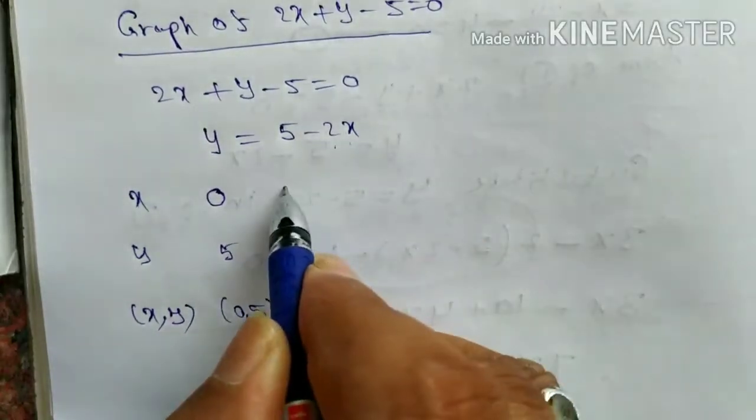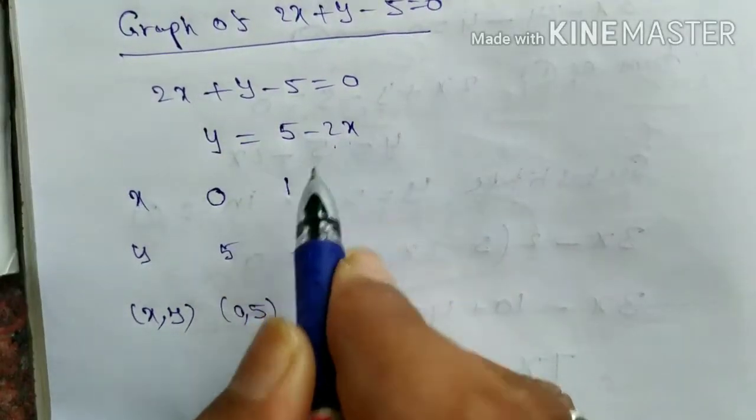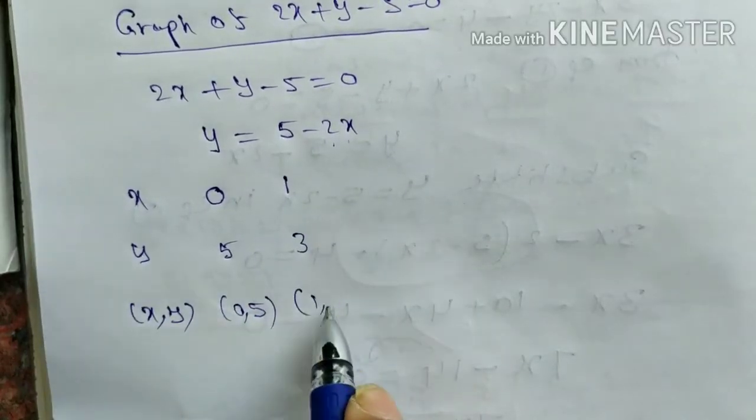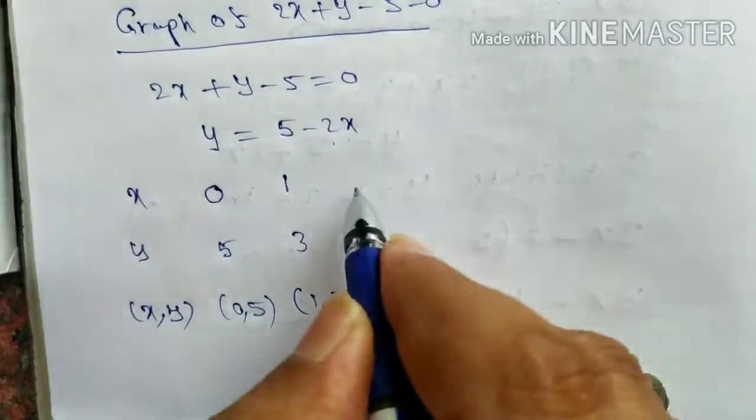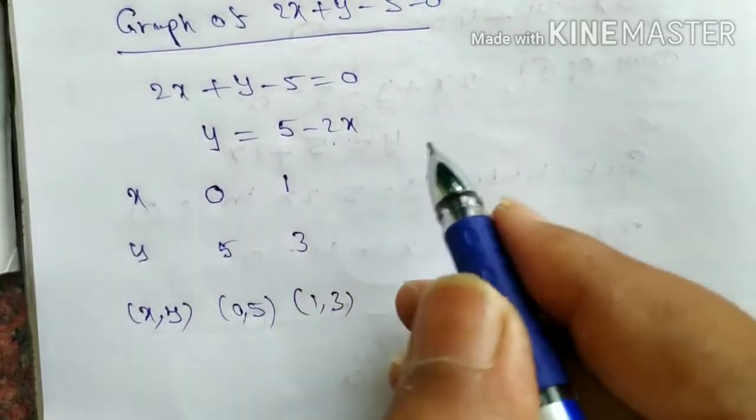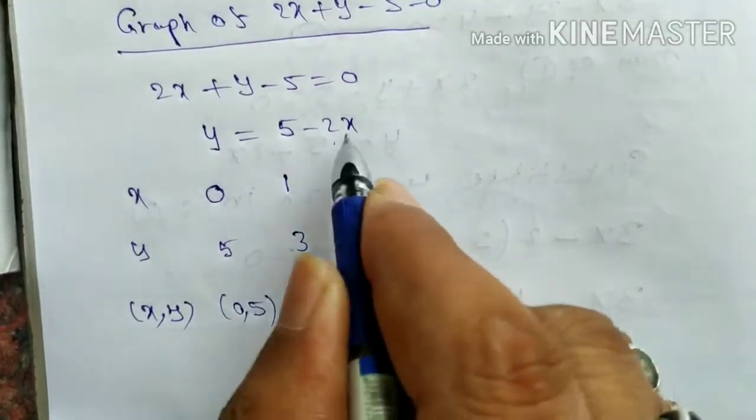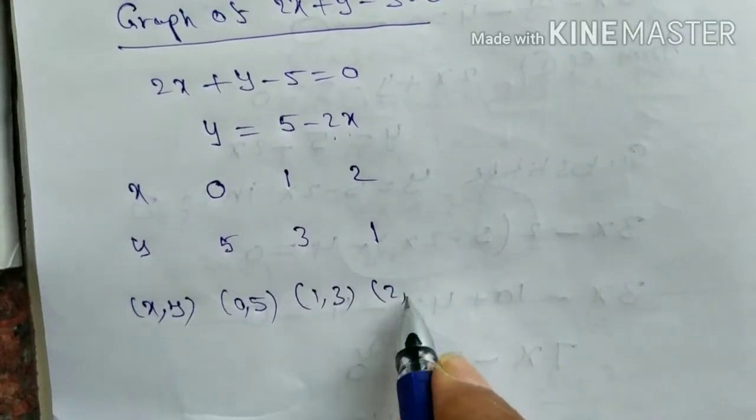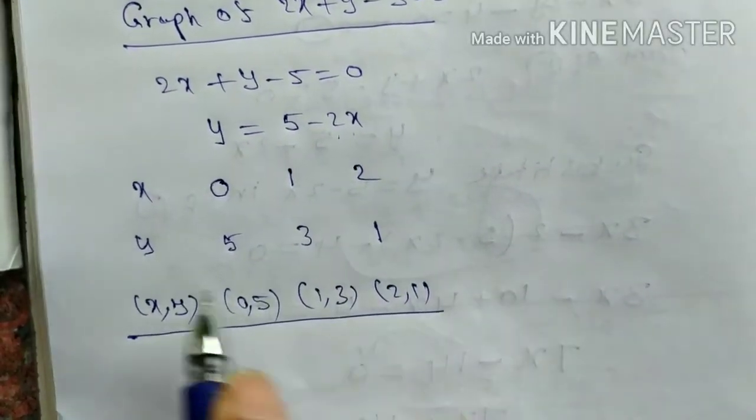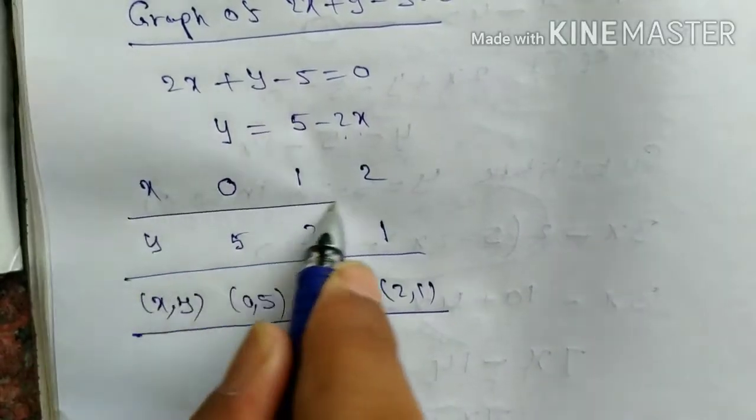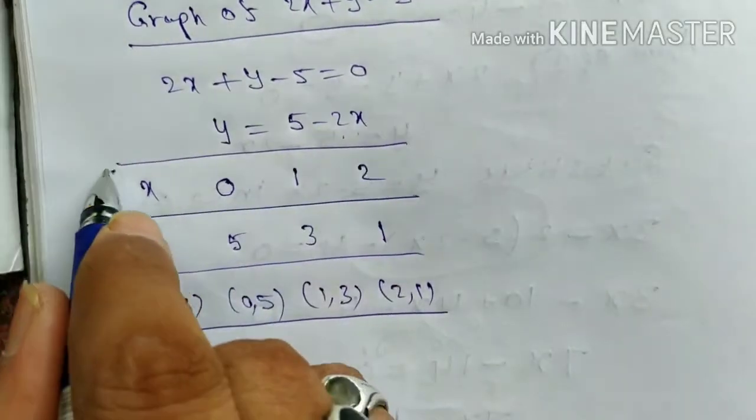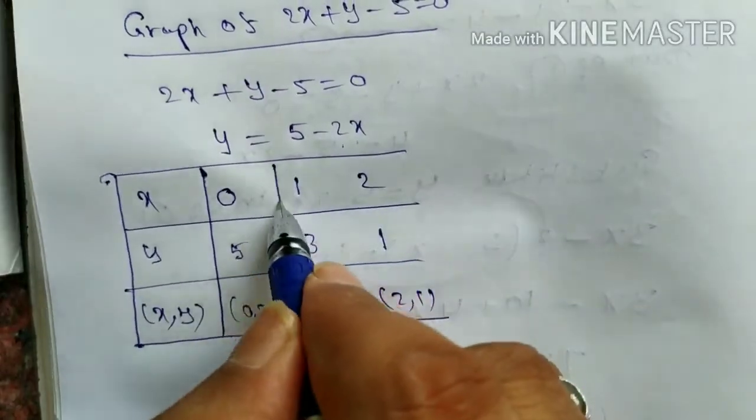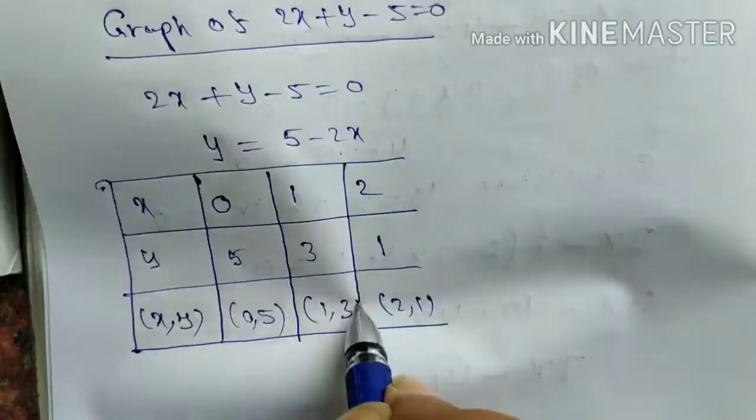Not only that, you can take 1. For suppose x replaced by 1. 2 1s are 2. 5 minus 2, 3. So this is 1 comma 3. More 1 you can take. For example, minus or plus you can take. For suppose 2 only better. 2 2s are 4. 5 minus 4, 1. So 2 comma 1. So here 3 solutions, means 3 points we got. For this line we have 3 solutions. So more solutions are there. We found only 3 solutions for this.